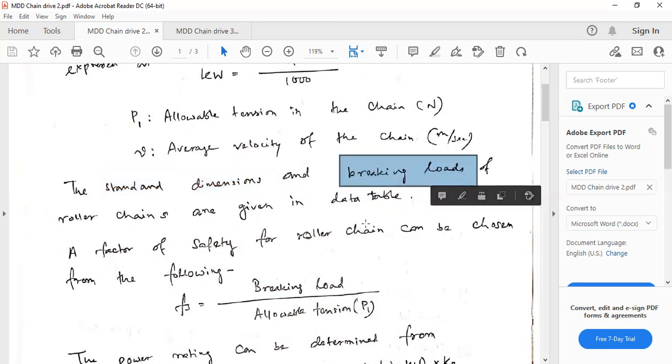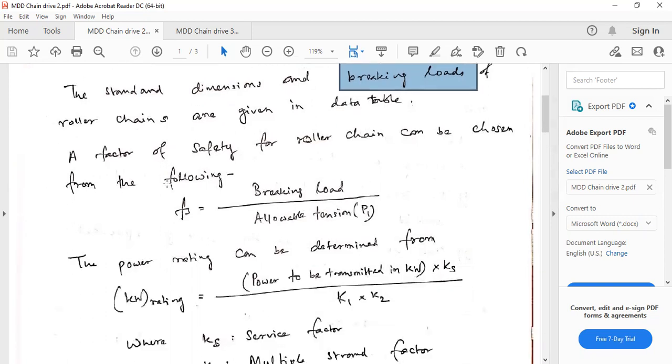This is the force that will cause the breaking of your chain, so one should not cross the limit of the breaking force, or breaking load. Breaking loads are there in the data book. For a chain of, let's say, 08P or 08A, we will have the breaking load from the data book, and we cannot cross the value of breaking load. Then only your chain design will be safe.